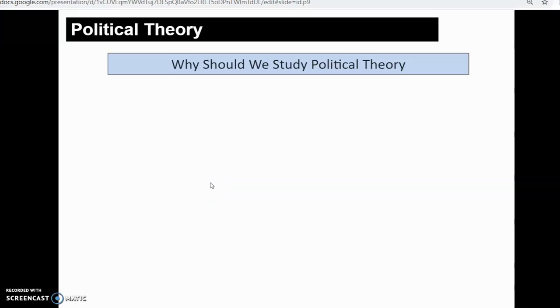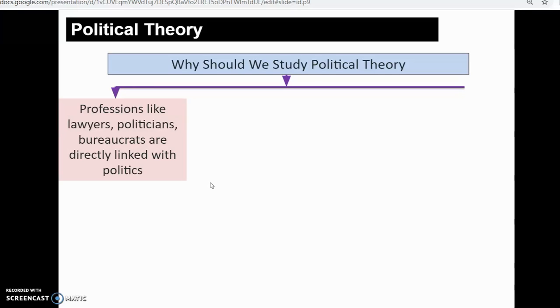So, moving toward the first question, why should we study political theory? If I ask you this simple question, many of you would say, sir, don't you think this subject should be studied only by professionals like lawyers, politicians, bureaucrats, because in our opinion they are directly linked with politics? For example, they are in the business of interpretation of law, the rule making process, or the decision making process, right? So these are the persons who are directly linked with politics, not us. So why force us to read this topic, right? Don't you think so? The answer is no.